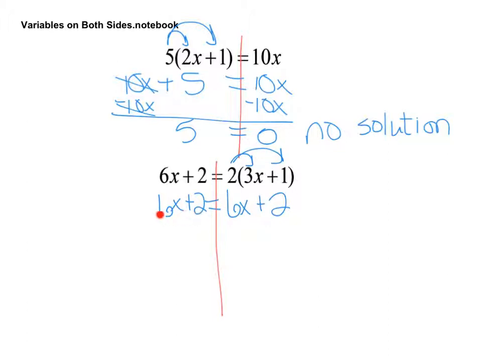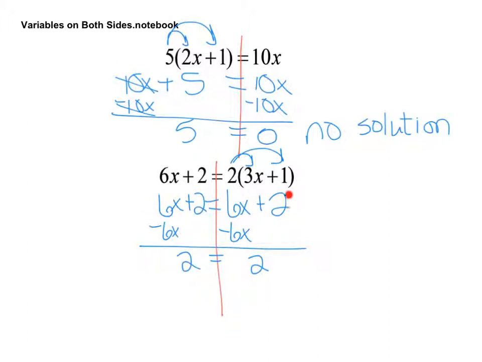Can I combine anything on the left? Nope. Can I combine anything on the right? Nope. Now I need to move a variable. Well, they're the same again, so I pick one. It's a positive 6x, so I'm going to subtract 6x from both sides. That goes away, and I'm left with 2 equals 2. How often does 2 equal 2? Always. If you get something that's always true, that means there's a lot of answers, okay?